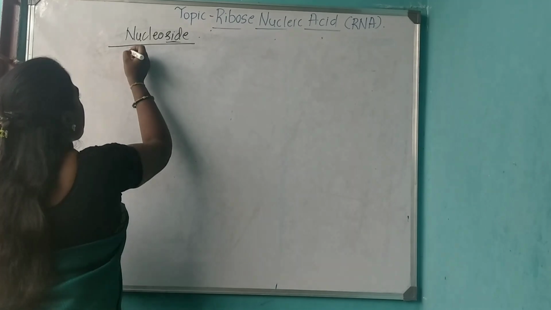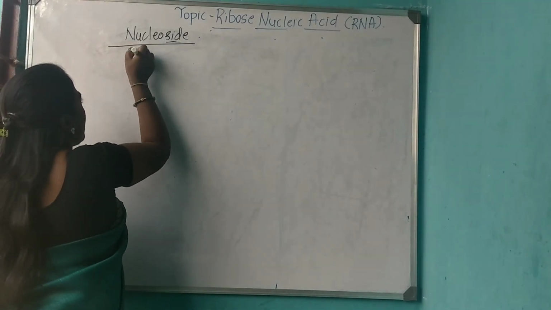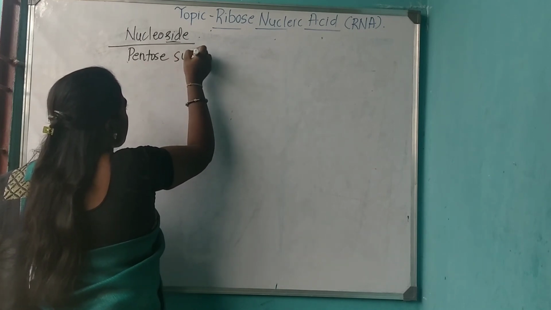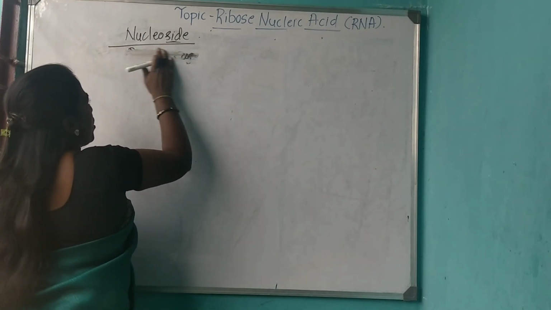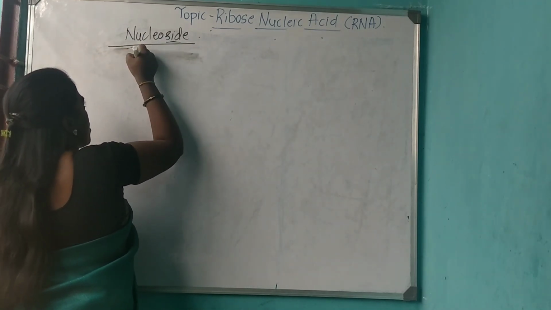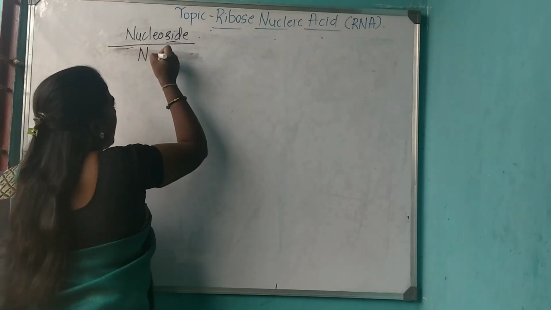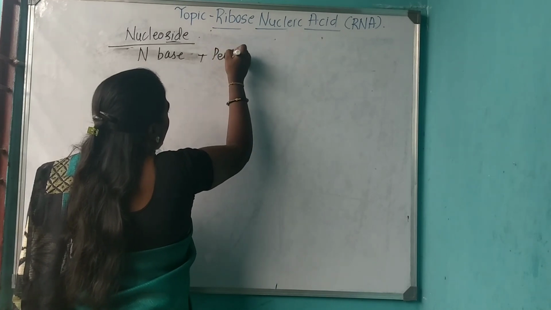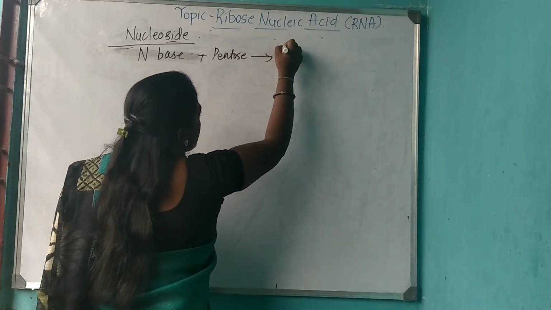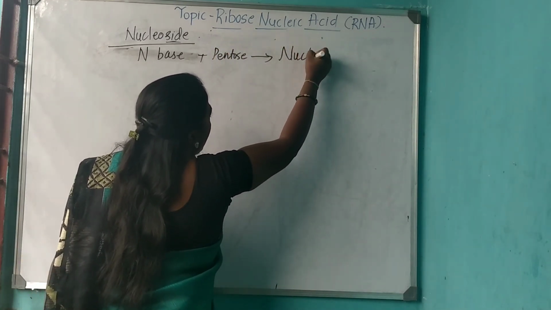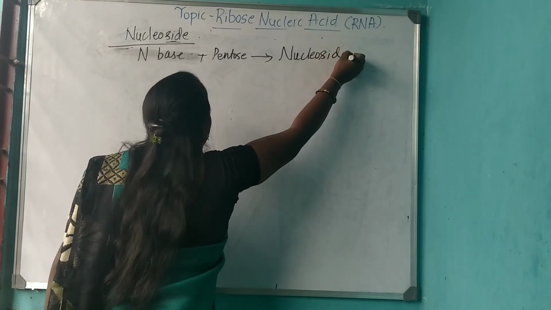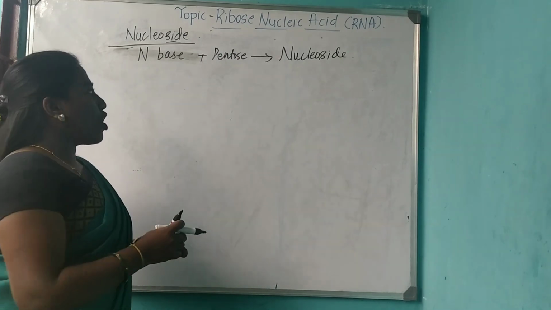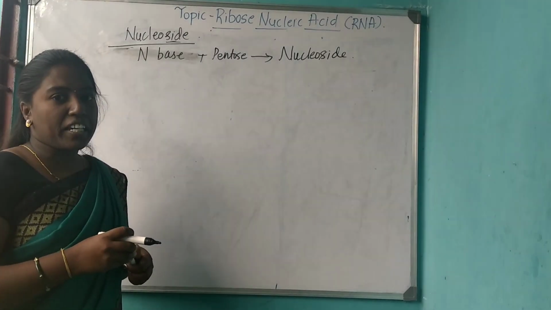Okay, here what happens? Pentose sugar combines with nitrogenous base. Pentose sugar combining with nitrogenous base results in the formation of nucleoside. So as we know, four different types of nitrogenous bases are found in case of RNA. Which are those?